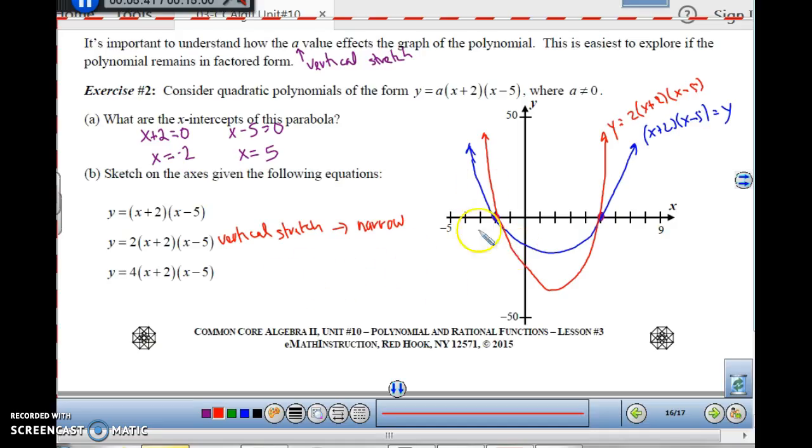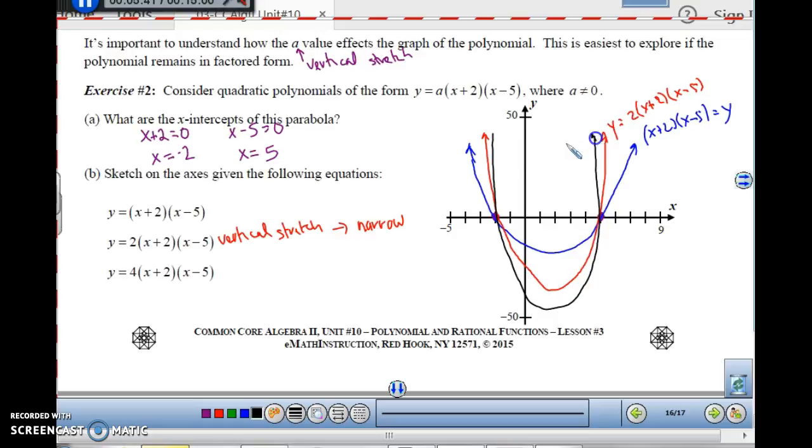Okay, so your third graph looks like this. It's going to be even narrower. It's going to fall down even farther. Whoops. When we go down like this, oops, that's kind of off there. It's going to go down and then come up like this.